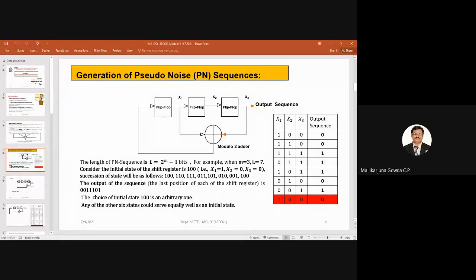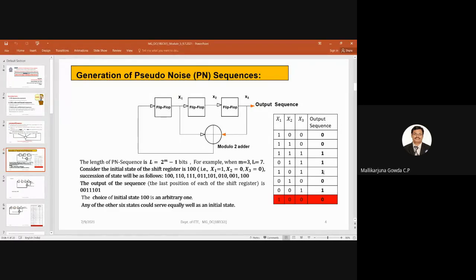So for the next clock pulse, again x1 is XORed with x3. Here x1 is 0 and x3 is 1. So 0 XOR 1 is 1. That will be fed to flip-flop 1. That is why it becomes 1 0 1. So this 1 will come out.